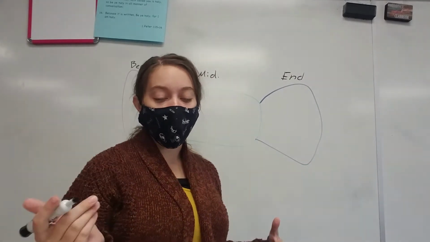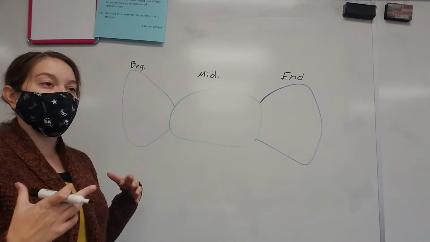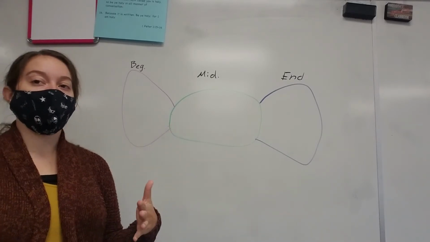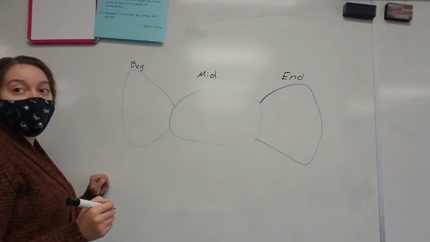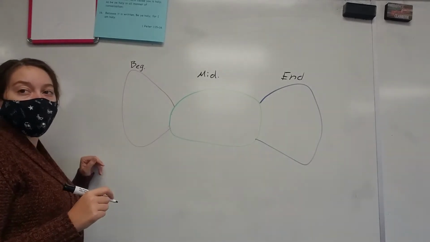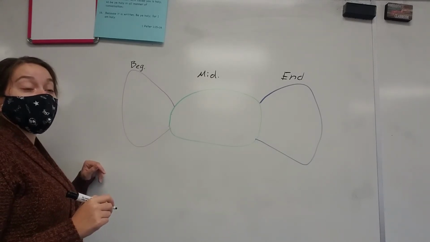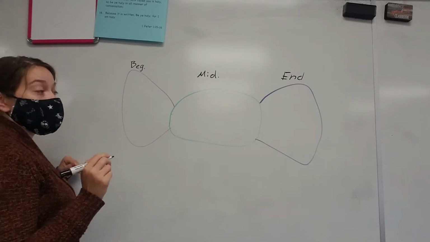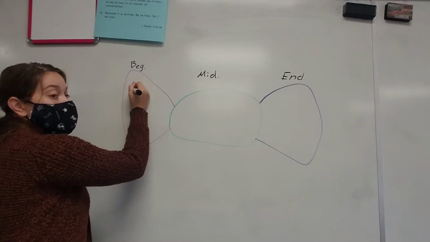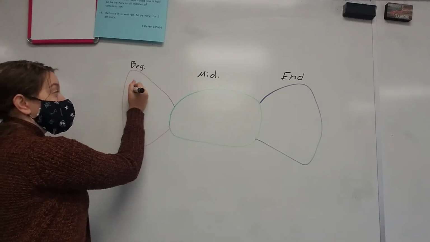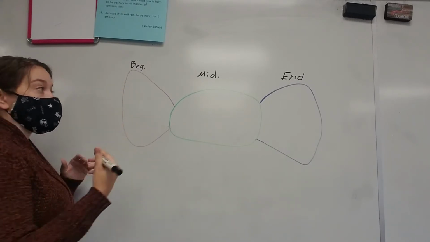Let's be thinking for a second. What are some things that might happen in the beginning of a story? In any story, what do you usually find out at the beginning? What do we find out about characters? Someone help them out. We usually find out their interests, but even more than that, we find out their names, right? We find out about the characters.